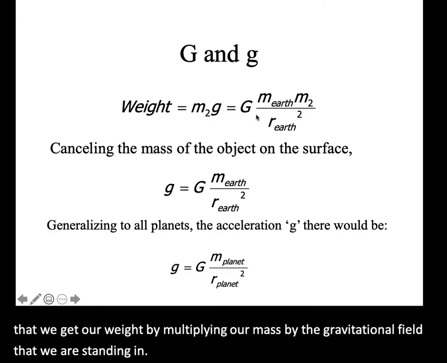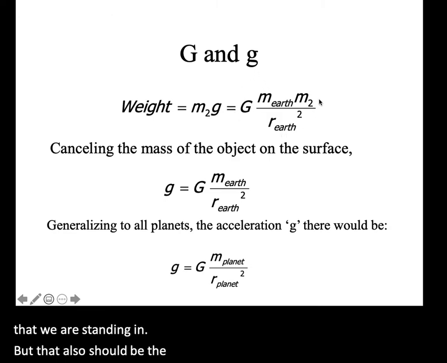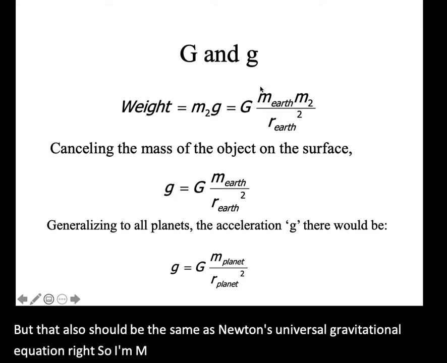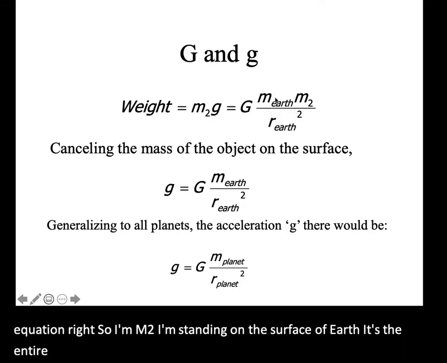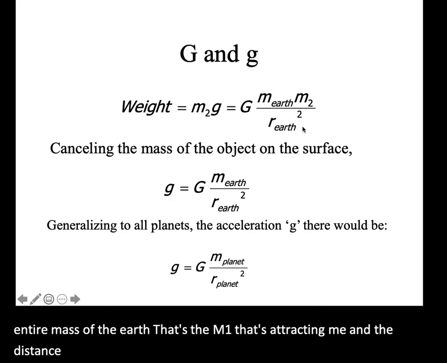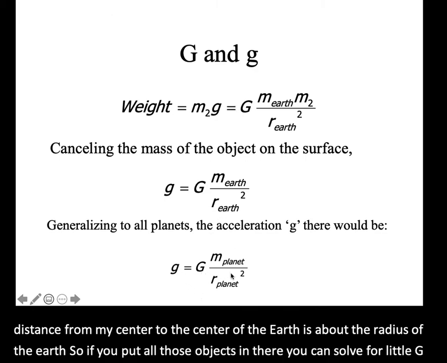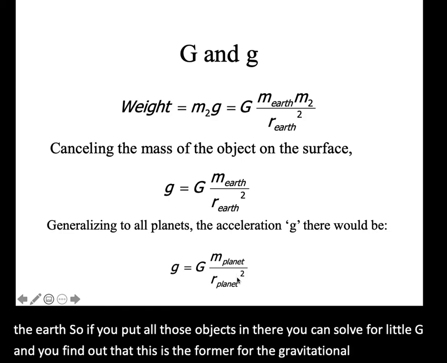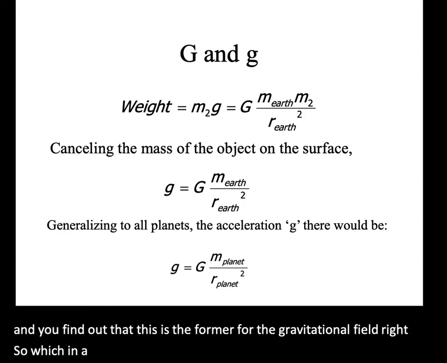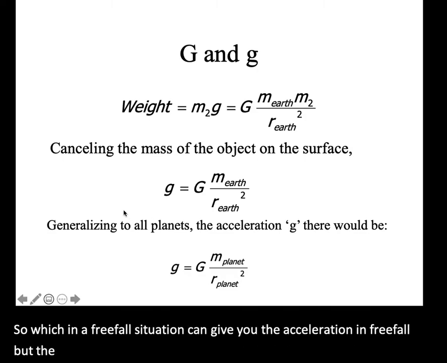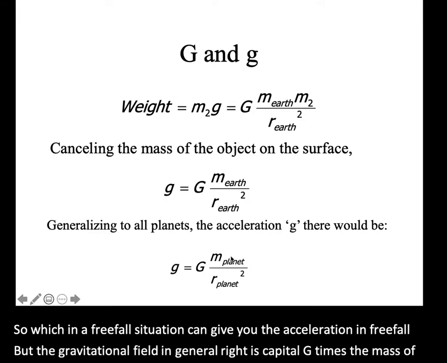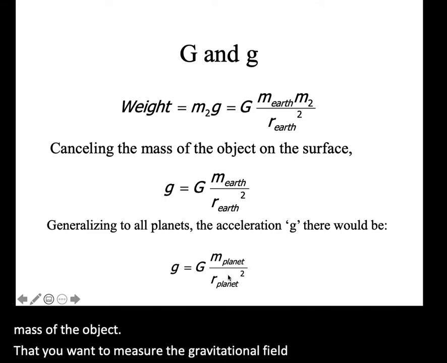But that also should be the same as Newton's universal gravitational equation, right? So I'm m2, I'm standing on the surface of Earth. It's the entire mass of the Earth, the m1, that's attracting me. And the distance from my center to the center of the Earth is about the radius of the Earth. So if you put all those objects in there, you can solve for little g, and you find out that this is the formula for the gravitational field, which in a free fall situation can give you the acceleration in free fall. But the gravitational field in general is capital G times the mass of the object that you want to measure the gravitational field from, divided by the distance from it squared.